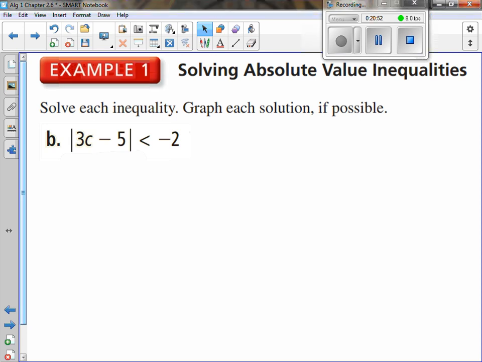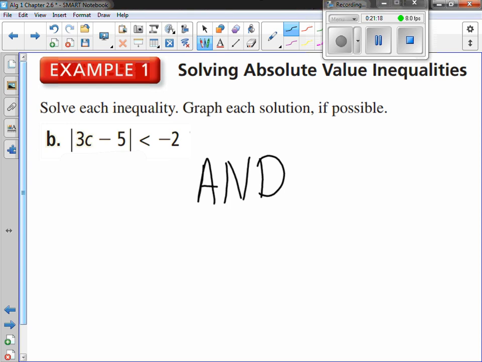3c minus 5 is less than negative 2. So this here, would it be an and or an or statement? And, because it's less than. It's less than.